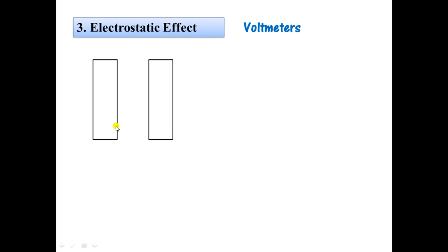The third type of effect is electrostatic effect. In this effect, what happens? There are two plates which are charged. Suppose there is positive charge here, negative charge here. Then there is a force exerted between these two charged plates. And this effect is used usually in voltmeters. The instruments which make use of this type of effect are called electrostatic instruments. So this is the third type of effect.